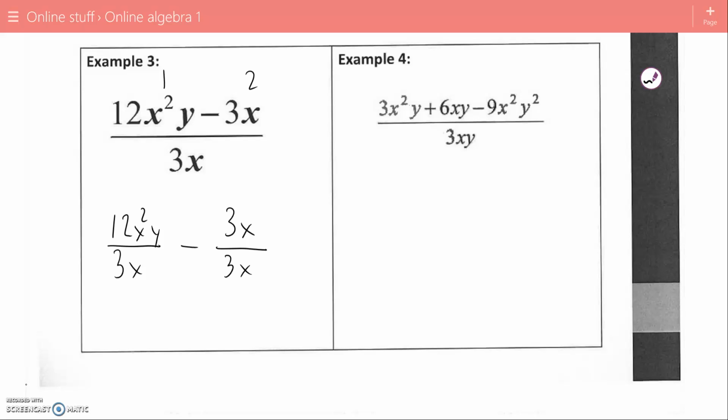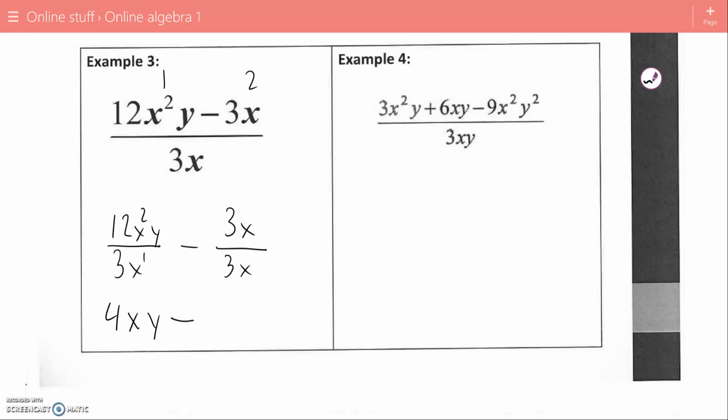First one, I do 12 divided by 3. This gives me 4. X squared over x to the first gives me 1x. And then there are no y's to subtract, so I just have 4xy. Bring down my minus sign.